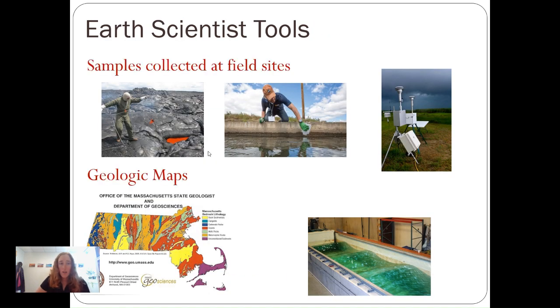So how do we do that? We use a variety of tools. So myself, I personally go into the field at least once a week. I'm either out in a river or a stream or in a field, basically collecting soil, rock, and water samples. So we collect samples at field sites. We've got a volcanologist here getting a sample of lava, a standard hydrologist getting a water sample, and then this is a weather station on the right side.